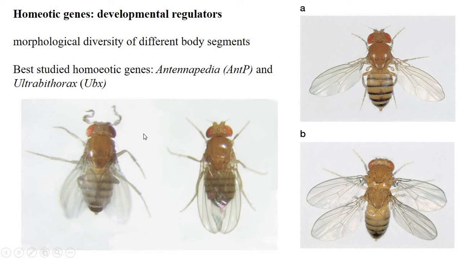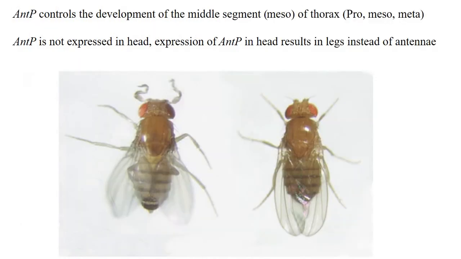So there are several of these homeotic genes that are present in all organisms. Here, the best studied homeotic genes in Drosophila are Antennapedia and ultrabithorax. So this is an example of Antennapedia, and I'll show you in the next slide this fly again. And this is an example of when the regulation is not controlled for ultrabithorax.